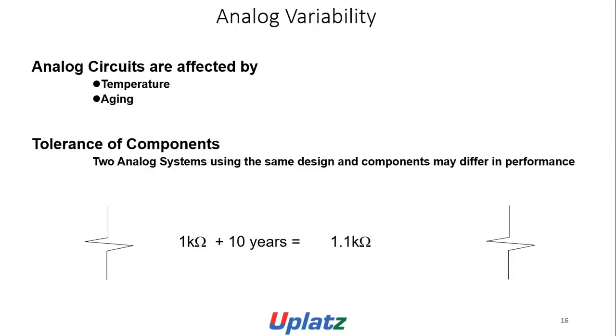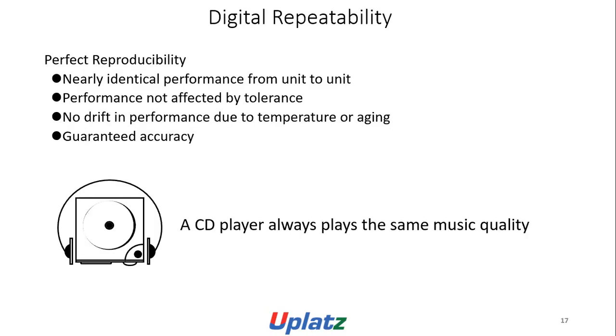Analog variability: analog circuits are affected by temperature and aging. Because of component tolerance, two analog systems using the same design and components may differ in performance. A 1K resistor after 10 years becomes 1.1K, as shown in the figure. Digital repeatability: perfect reproducibility is possible with digital signals, with nearly identical performance from unit to unit, performance not affected by tolerance, no drift in performance due to temperature or aging, and guaranteed accuracy. A CD player always plays the same music quality.